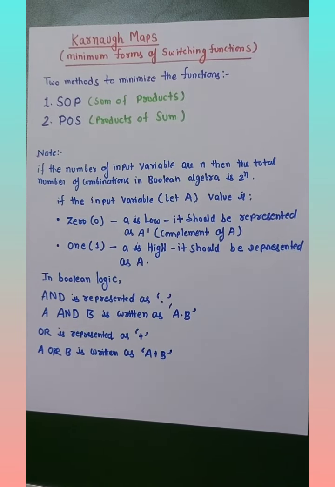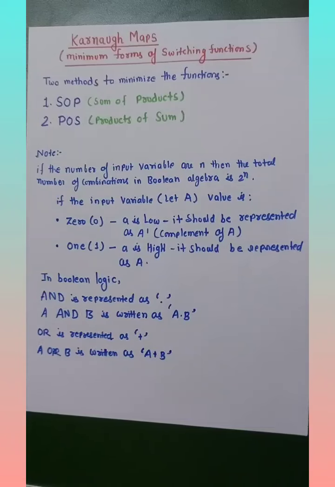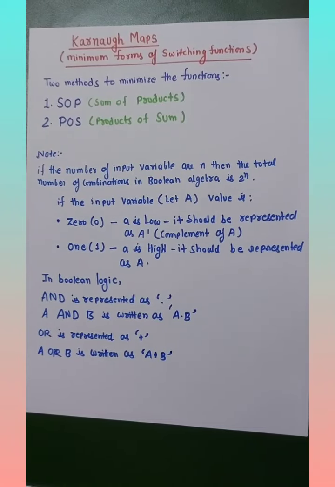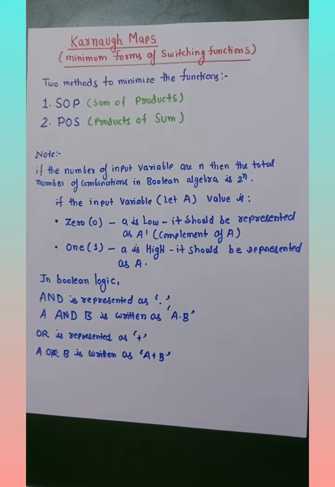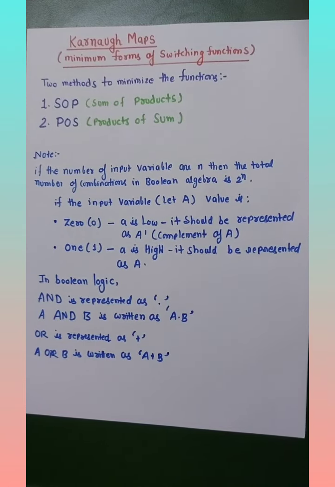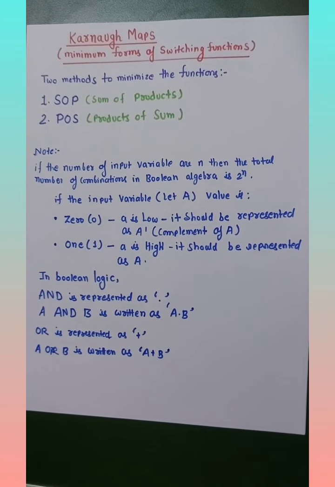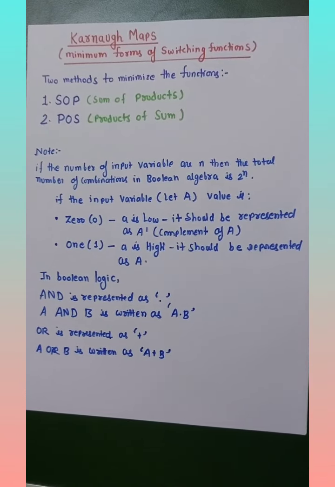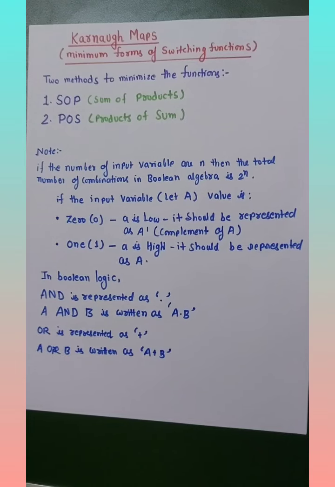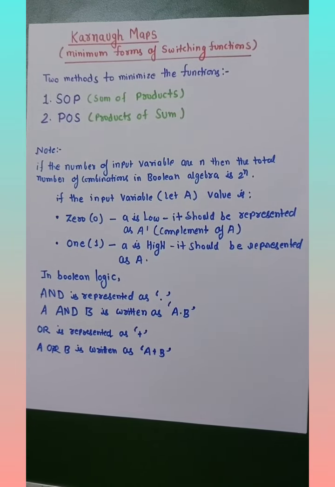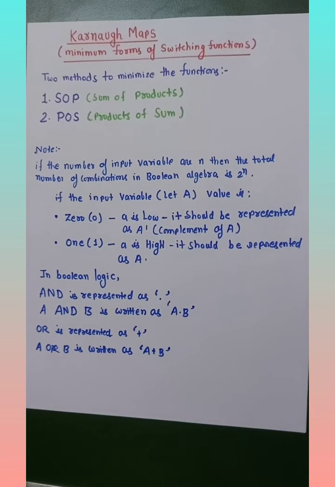Today I will discuss the topic called K-maps, in which I will discuss the minimum forms of switching functions. We are realizing any function using AND gates and OR gates. The cost of realization depends upon the number of gates we are using and the number of inputs we use. And we are going to see in this topic K-map. The K-map is used to simplify digital circuits. By using that, we can minimize the function.